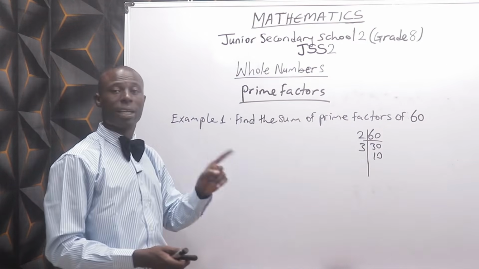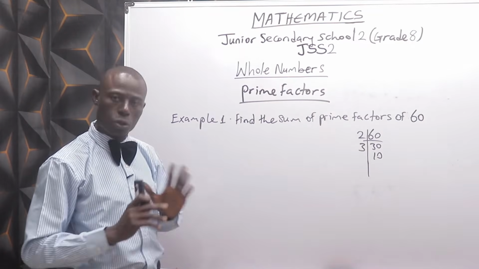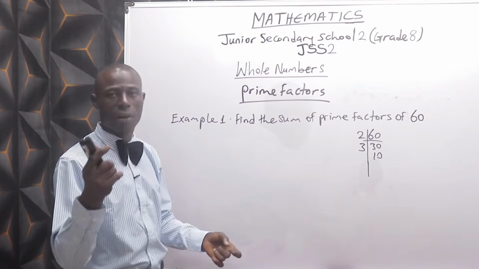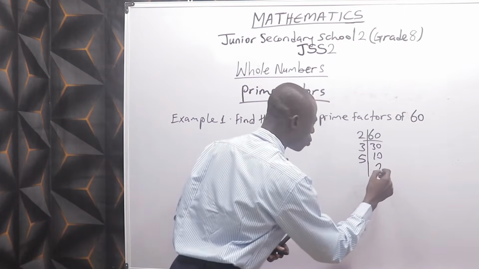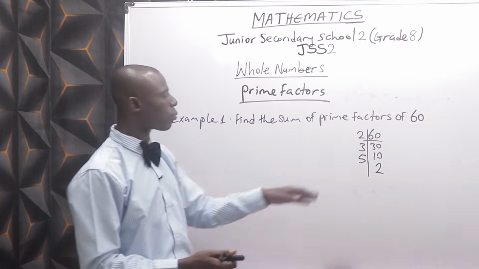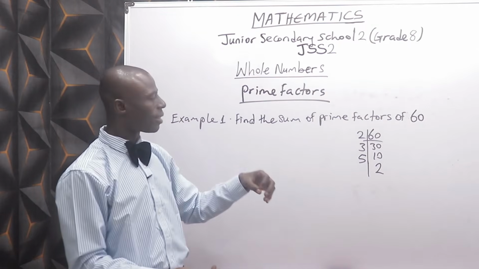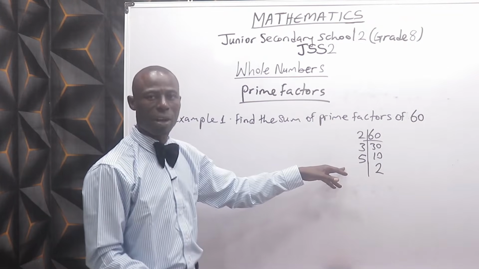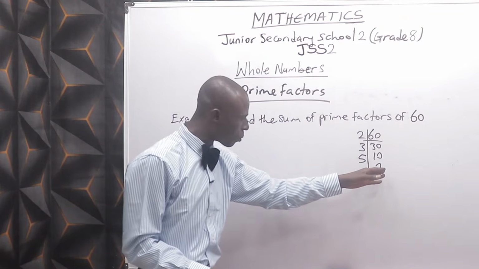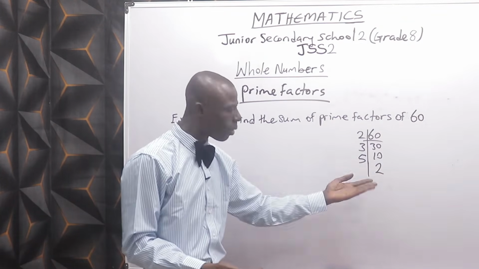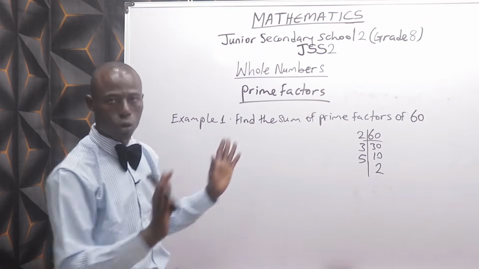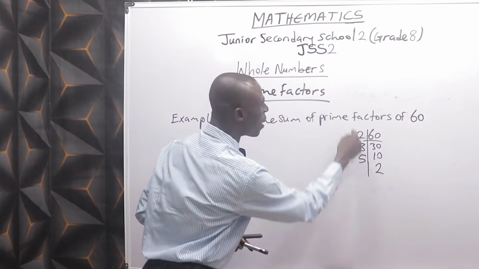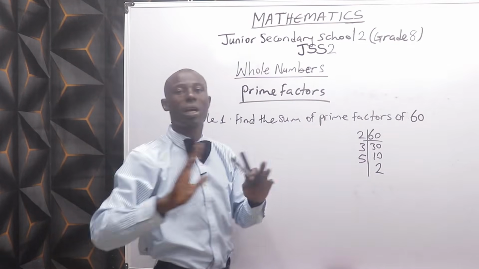Make sure you don't use 3 again. Even if it goes, don't use it again. What's the next prime number after 3? That is 5. 5 in 10 is 2. You can see that we come to a number that is lower than the next prime number. The next prime number after this 5 is 7. We have now come to a number 2 that is lower than 7. So that shows you have to stop there. Now, these 2, 3, and 5 are the prime factors of 60 we can ever have.